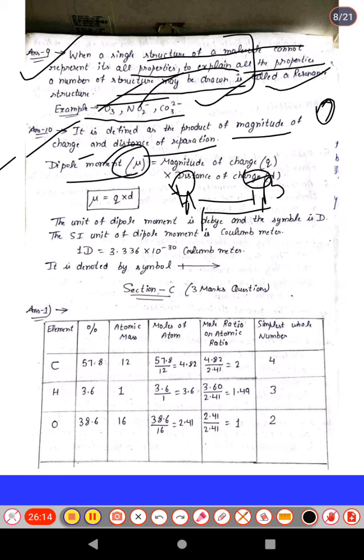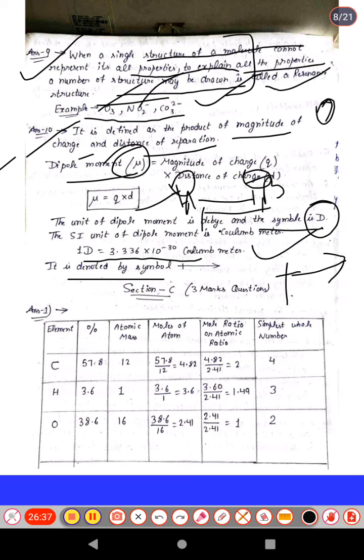The unit of dipole moment is Debye and symbol is capital D, and 1 Debye is always equal to 3.336 × 10 raised to power minus 30 coulomb meter. It is shown by this symbol, an arrow with a positive sign, which shows the dipole moment goes from the positive charge to negative charge. Okay. This is the basic representation.